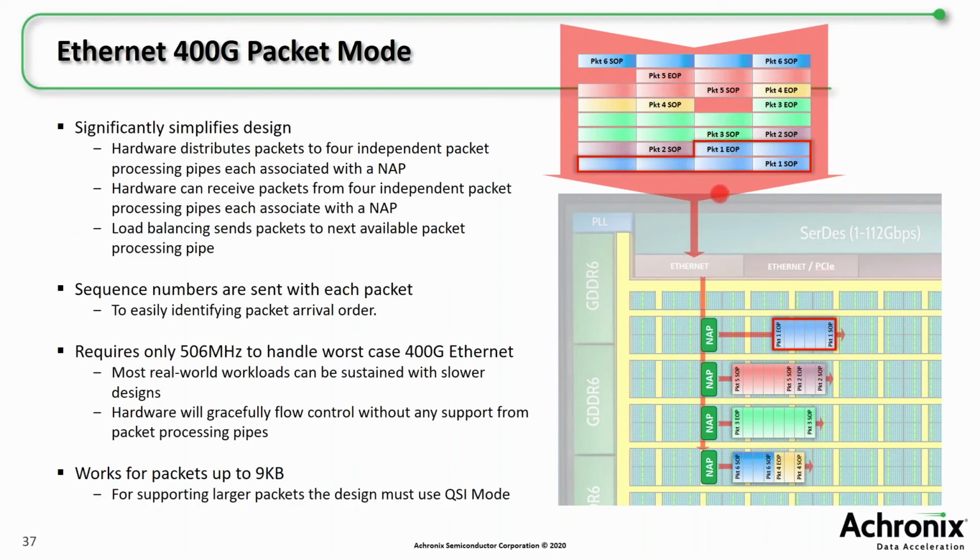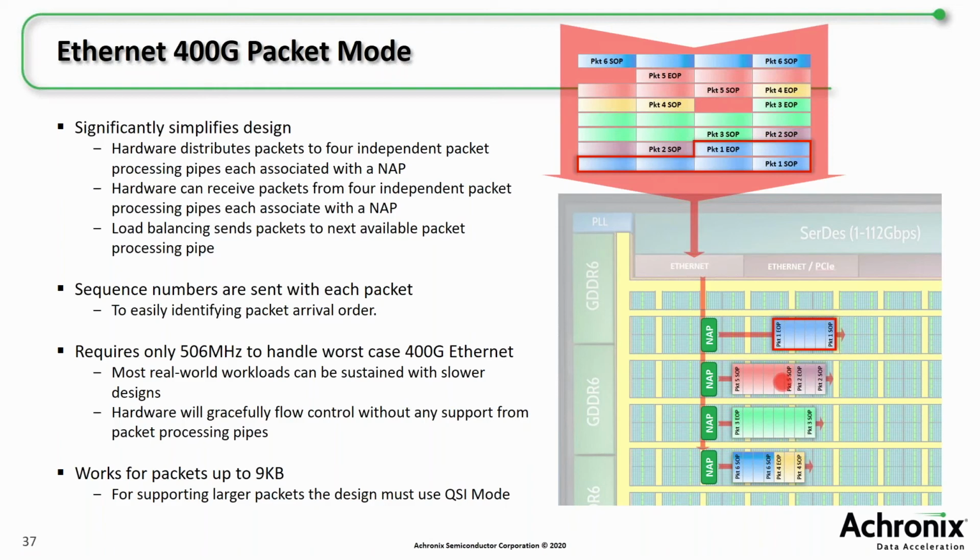The hardware distributes the packets for you. We can receive packets independently at these 4 locations, and we use some load balancing hardware to send the packets to the least busy network interface. We send sequence numbers with each packet so that even though we're delivering them out of order, you're easily able to rearrange them to be in the correct order if your application even requires that.